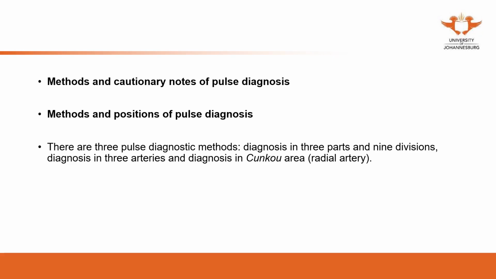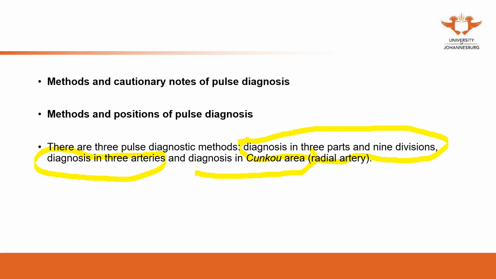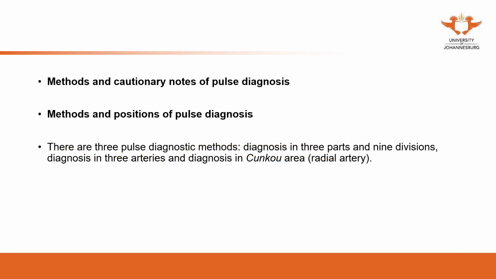There are three diagnostic methods: three parts and nine divisions, three arteries, and the cun kou area. We're going to introduce all three of them, but nowadays we focus on the last one, the cun kou area. The reason is that we haven't used the others for a long time, and they are where the cun kou method developed from.